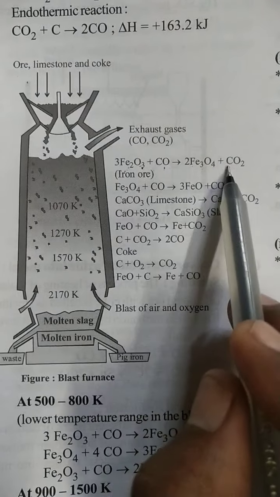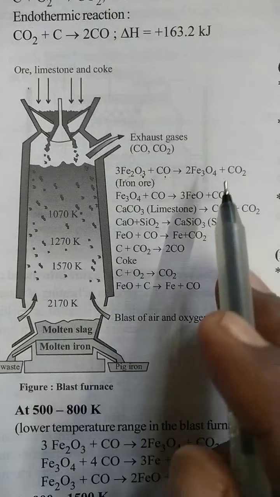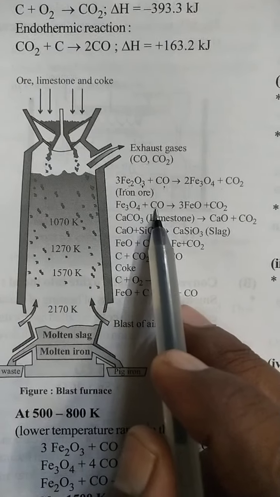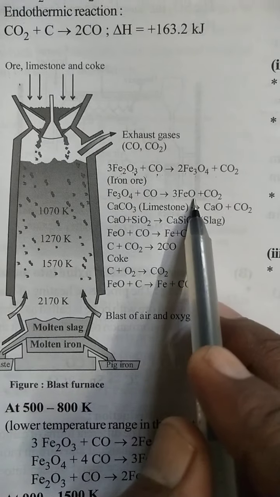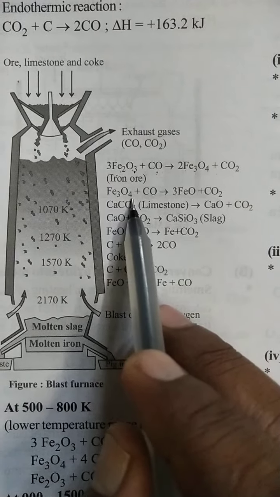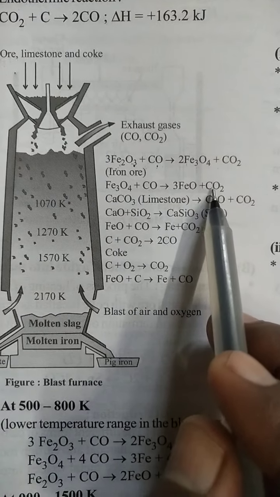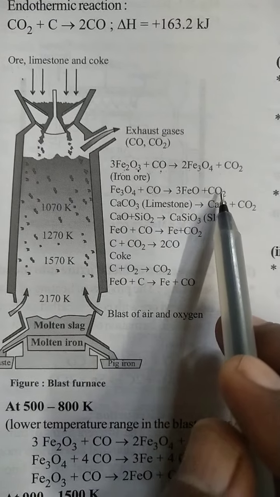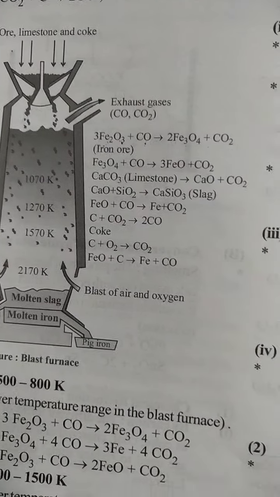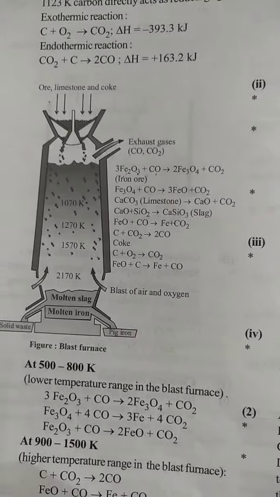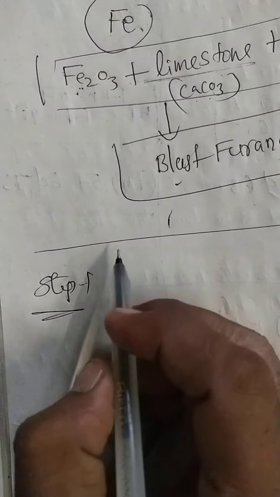So after that, here Fe3O4 is there. This again reacts with carbon monoxide, and FeO is formed because the additional oxygen is removed as carbon dioxide. Then FeO plus carbon dioxide is formed. This carbon dioxide is also eliminated. And this is the first step in the blast furnace for the extraction of iron. See carefully, my dear students.